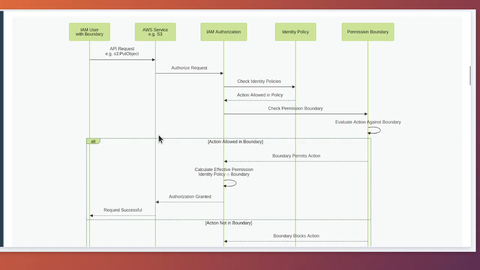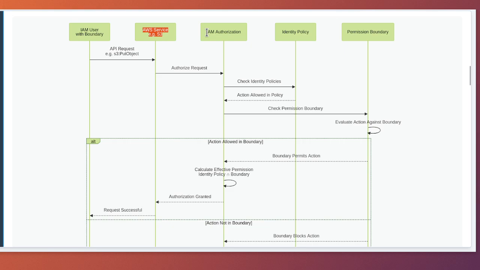Now let's examine the sequence diagram for permission boundaries, which shows how they are evaluated during API requests. The diagram has 5 participants. First is IAM user with boundary, representing a user that has a permission boundary attached. Second is AWS service, for example S3, representing the service receiving the API request.